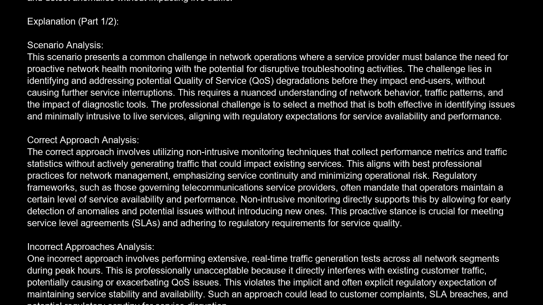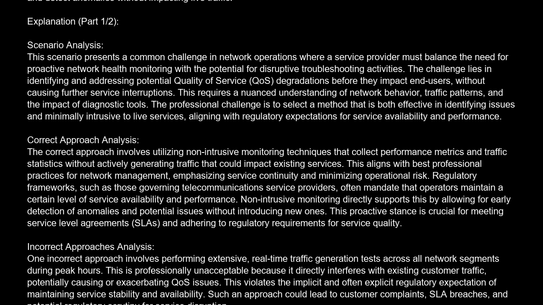need for proactive network health monitoring with the potential for disruptive troubleshooting activities. The challenge lies in identifying and addressing potential quality of service, QoS, degradations before they impact end users, without causing further service interruptions. This requires a nuanced understanding of network behavior, traffic patterns, and the impact of diagnostic tools. The professional challenge is to select a method that is both effective in identifying issues and minimally intrusive to live services, aligning with regulatory expectations for service availability and performance.